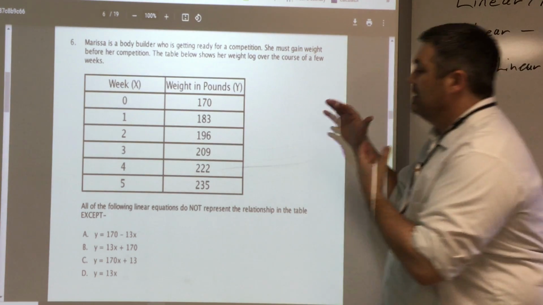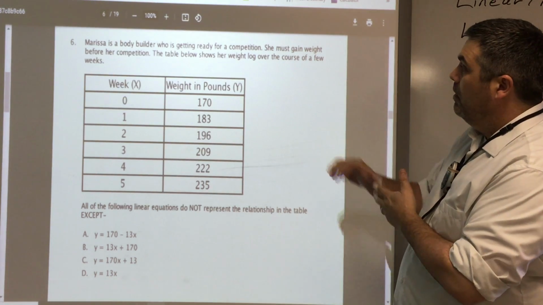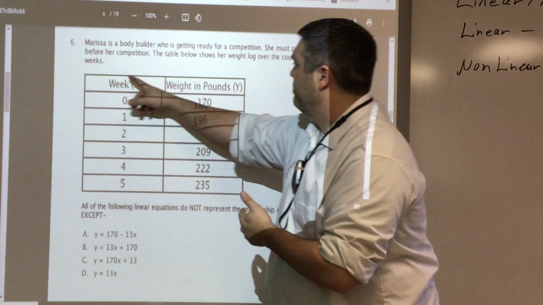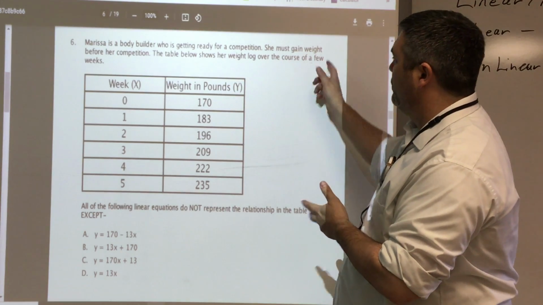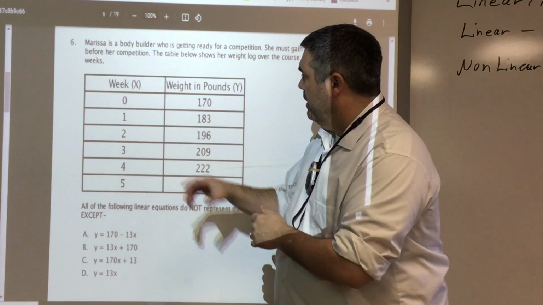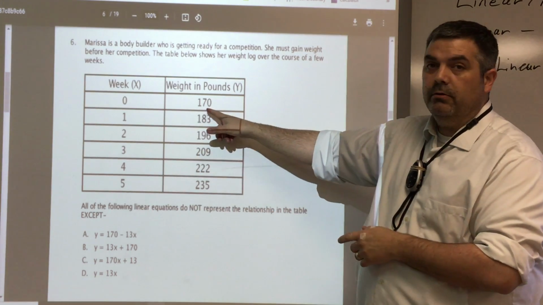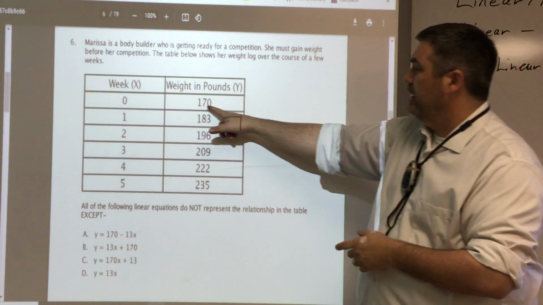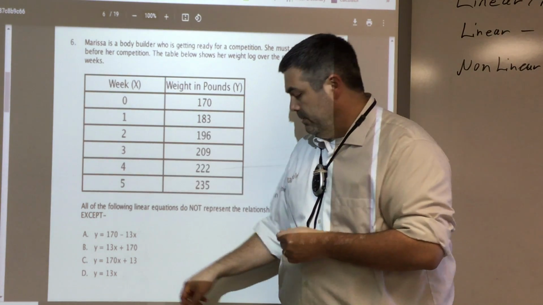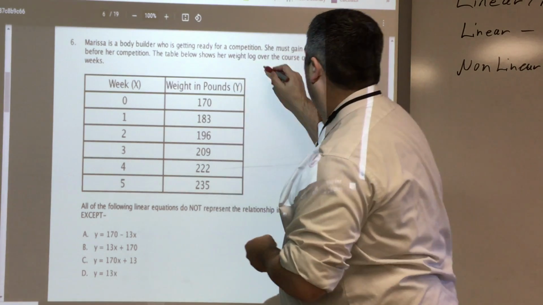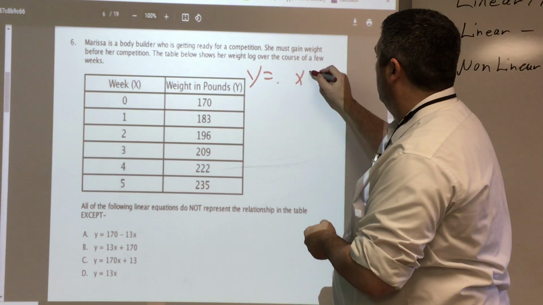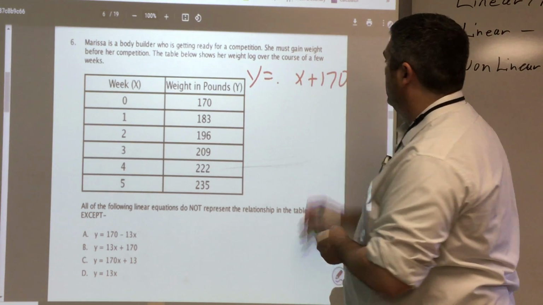Now, when we look at this table, do we have a constant rate of change? We probably have a constant rate of change here, and we have one thing for sure. We have our beginning point. Where did we start? So we have our y-intercept. So again, y equals mx plus 170.